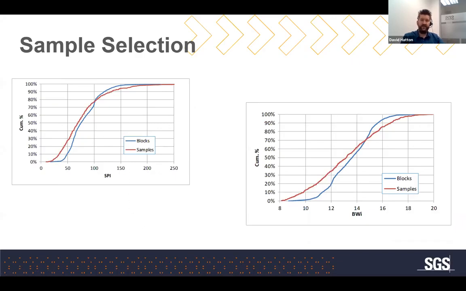So what does that mean? Well, it means that we chose samples that represented the full range of hardnesses on the ore body, and we didn't have a particular bias. So we're not going to get a bias in our overall results. Right, so that's the sample selection.